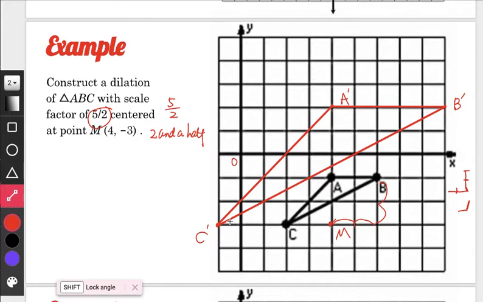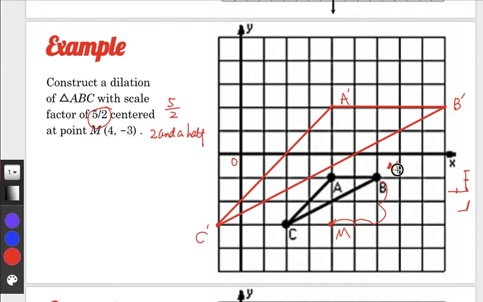Oh, okay, so if you check the length of AB, AB is 2 units, 2 spaces. And then we check A prime B prime: 1, 2, 3, 4, 5. A prime B prime is 5 units. So if we compare the ratio of this, it's actually 5 over 2, exactly the scale factor, right? So this is how we figure this out.